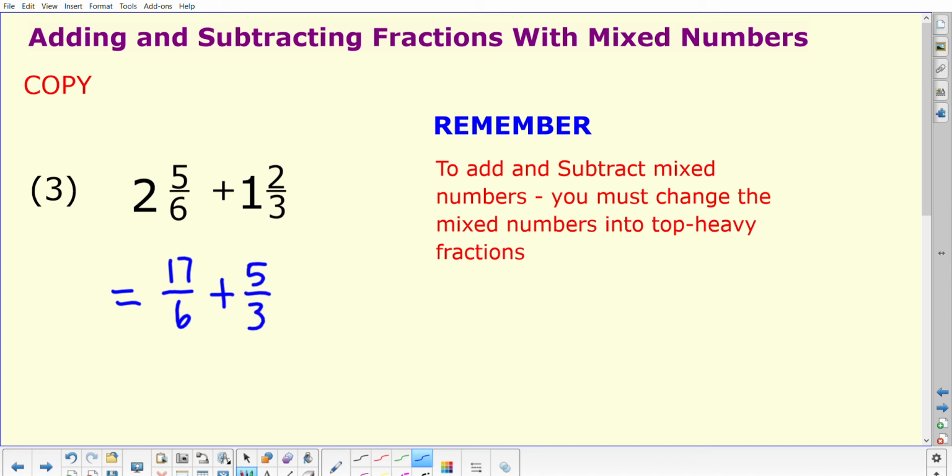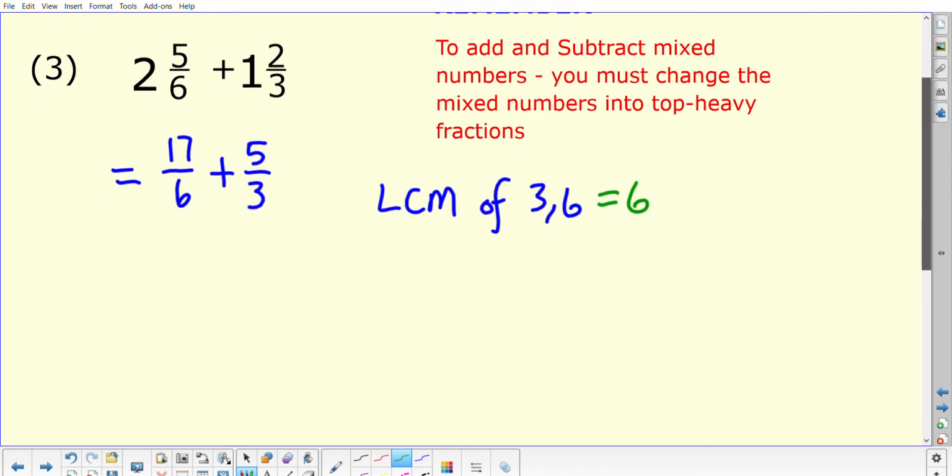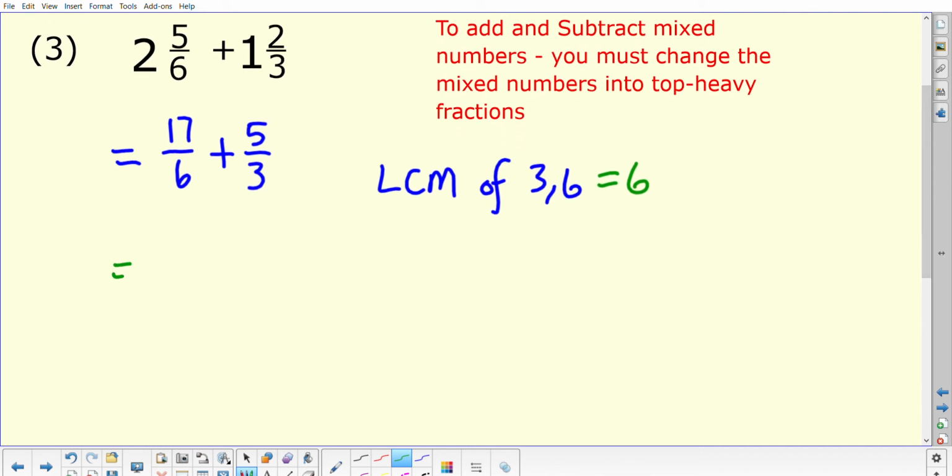Now this time, the bottom numbers of the fractions are different and we need them to be the same before we can add. So we need the lowest common multiple of 3 and 6, which of course is 6. Right, first number that's in both times tables. So that tells you that you need both fractions to be 6. Well, that first one is already 6, so we don't need to do anything with that. However, this next one, to change the 3 into 6, you are multiplying by 2.